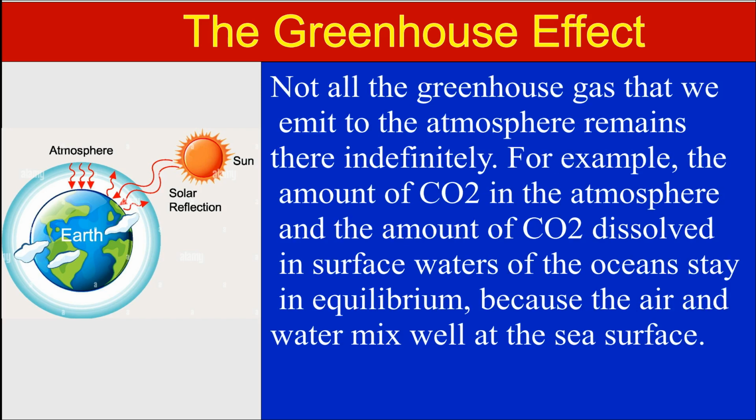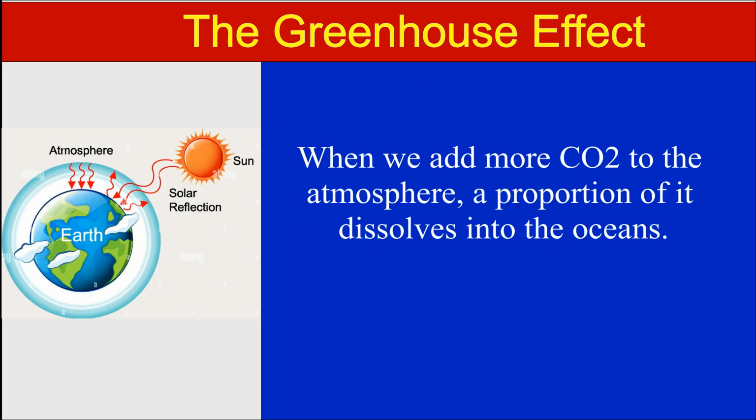Not all the greenhouse gas that we emit to the atmosphere remains there indefinitely. For example, the amount of CO2 in the atmosphere and the amount of CO2 dissolved in surface waters of the ocean stay in equilibrium, because the air and water mix well at the sea surface. When we add more CO2 to the atmosphere, a proportion of it dissolves into the oceans.